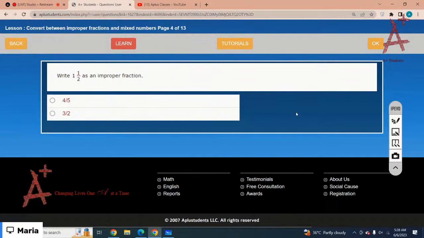Write 1 whole 1 over 2 as an improper fraction. So which is the correct option? You have to do 2 times 1. That would be 2. Then you have to add the numerator. That would be 1. So it would be 2 plus 1 is 3 over 2. So option number 2 is the correct option. It would be 3 over 2.